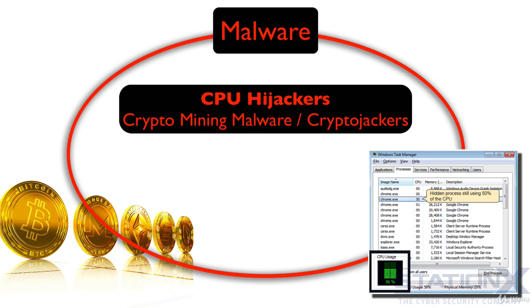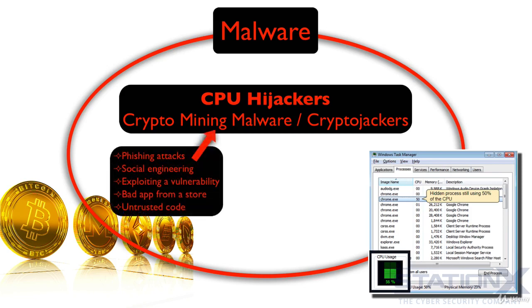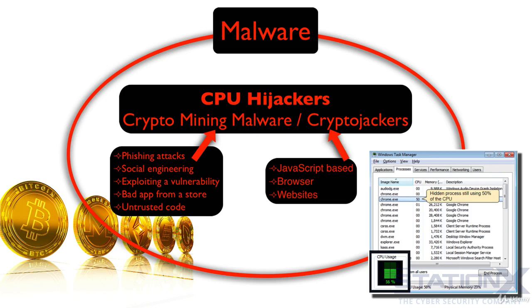There are a few ways your device might be subjected to running a crypto miner. The common and obvious ways are through things like phishing attacks, social engineering, exploiting a vulnerability, downloading a bad app from a store, or running any untrusted code on a device can result in getting crypto mining malware on your device. Another major attack vector to be aware of is JavaScript-based mining tools, which can be injected into websites both by the website owners themselves or by threat actors.